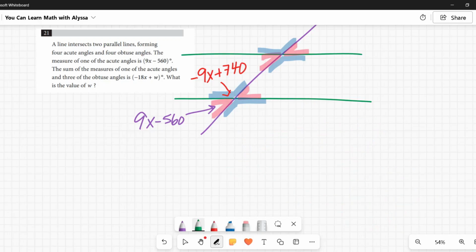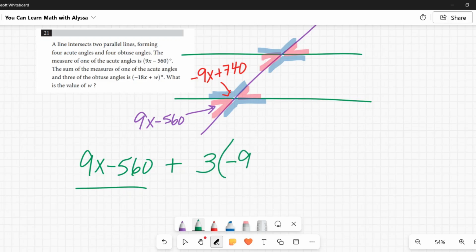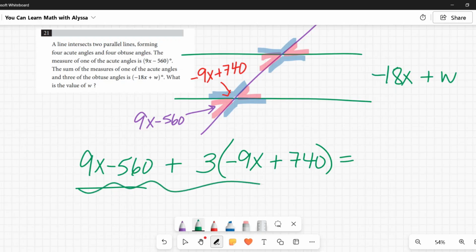Okay, the sum of the measure of one of the acute angles, so 9x minus 560, and 3 of the obtuse angles, negative 9x plus 740, is going to be equal to, I'm going to write it up here, negative 18x plus w. So let's do all this math and simplify it. Combine like terms, that's what I'm talking about when I say do the math. Let's simplify by combining like terms.